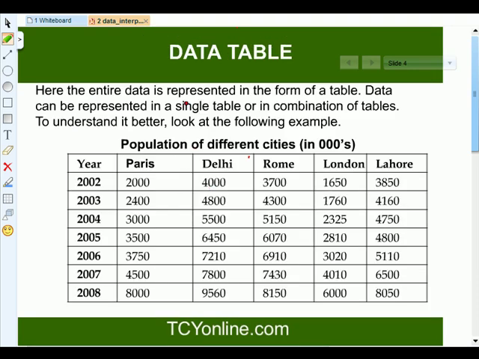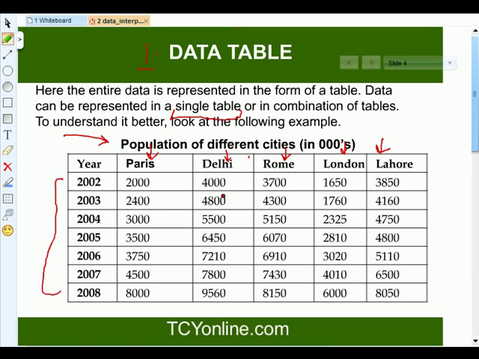Now the very first one is the data table. Over here, the entire data is represented in the form of a table. Here, the data can be represented either in a single table or a combination of tables. To understand this better, let's take an example. For example, this shows a table of the population of different cities in thousands in different years. The population of Paris in various years is given, and the population of Delhi, Rome, London and Lahore in different years is known to you.